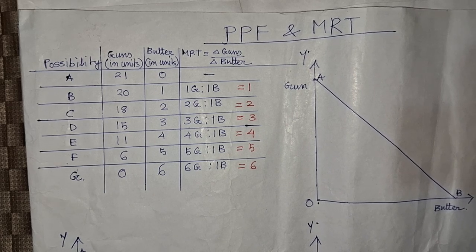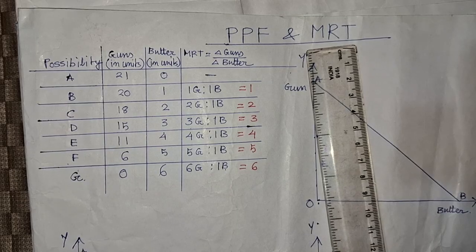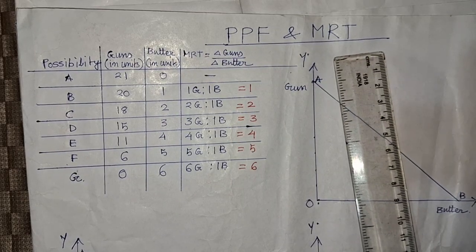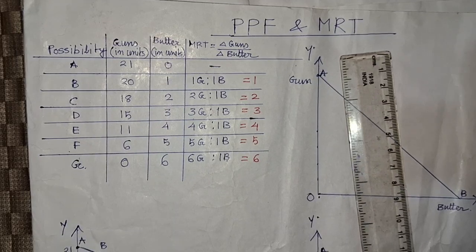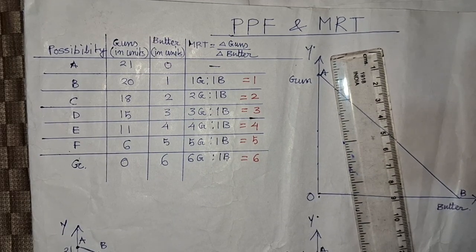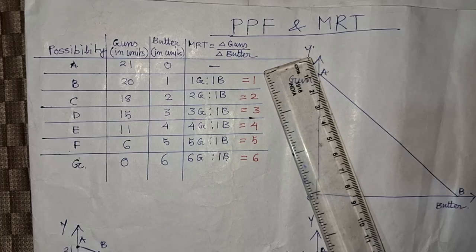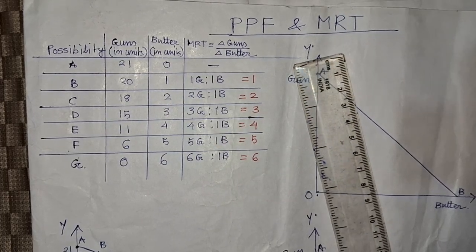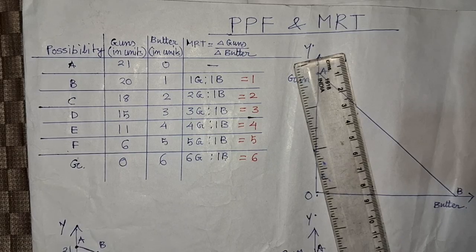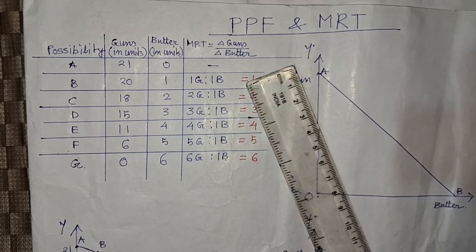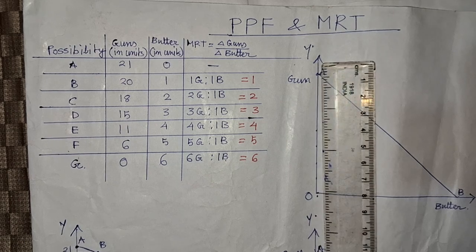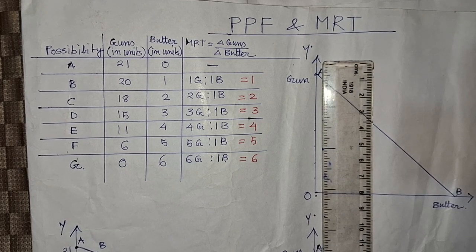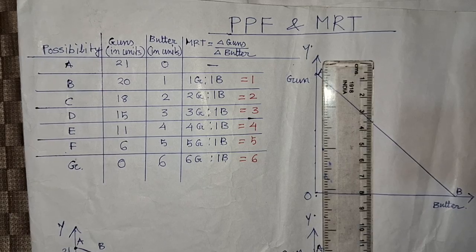Today I will explain the relation between PPF and MRT, that is, production possibility frontier and marginal rate of transformation. In my last videos I have shown how to draw the PPF from a given table, and today I am repeating that same table. Here we have assumed that the resources in the economy are fixed and there are only two goods produced, say guns and butter. Because resources are fixed, if we want to increase production of one good, we have to reduce the production of the other good.